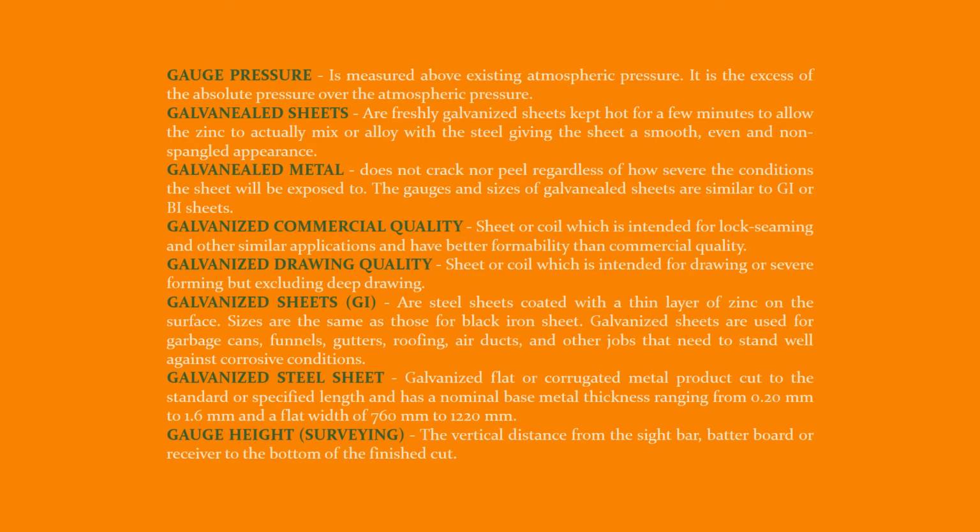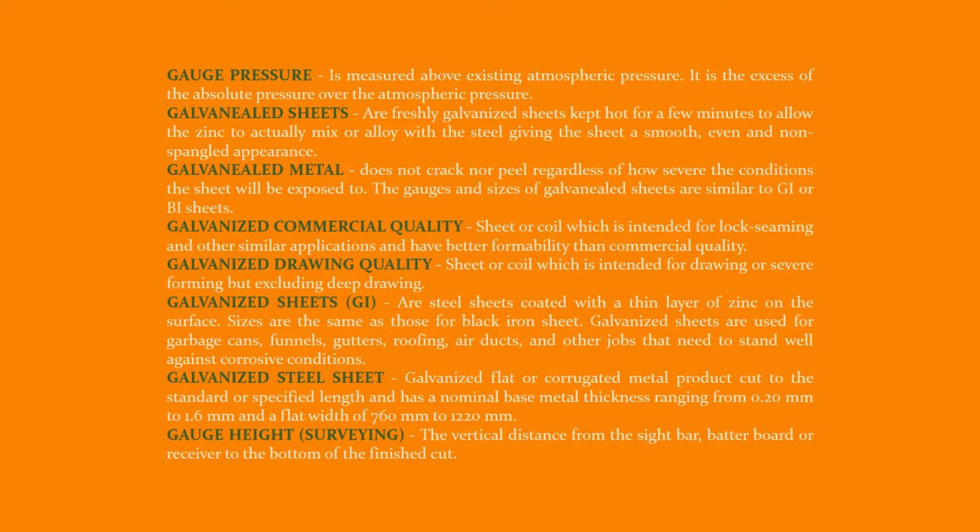Gauge pressure is measured above existing atmospheric pressure. It is the excess of the absolute pressure over the atmospheric pressure. Galvannealed sheets are freshly galvanized sheets kept hot for a few minutes to allow the zinc to actually mix or alloy with the steel, giving the sheet a smooth, even and non-spangled appearance. Galvannealed metal does not crack nor peel regardless of how severe the conditions the sheet will be exposed to. The gauges and sizes of galvannealed sheets are similar to GI or black iron sheets.